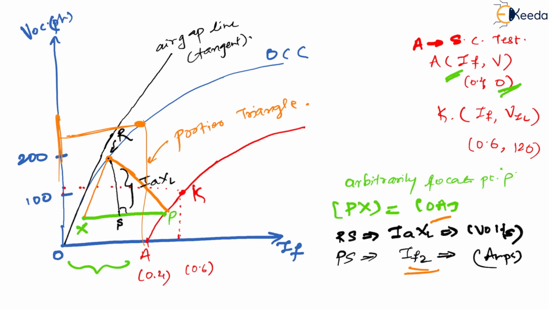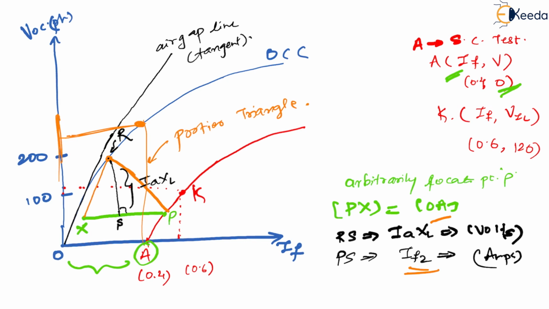What is voltage at short circuit? It is 0. What is the field current at short circuit? In the sense, whenever rated current flows, what is the field current? Whenever rated armature current flows, what is the field current? That field current is IF. So you please locate that point over here.